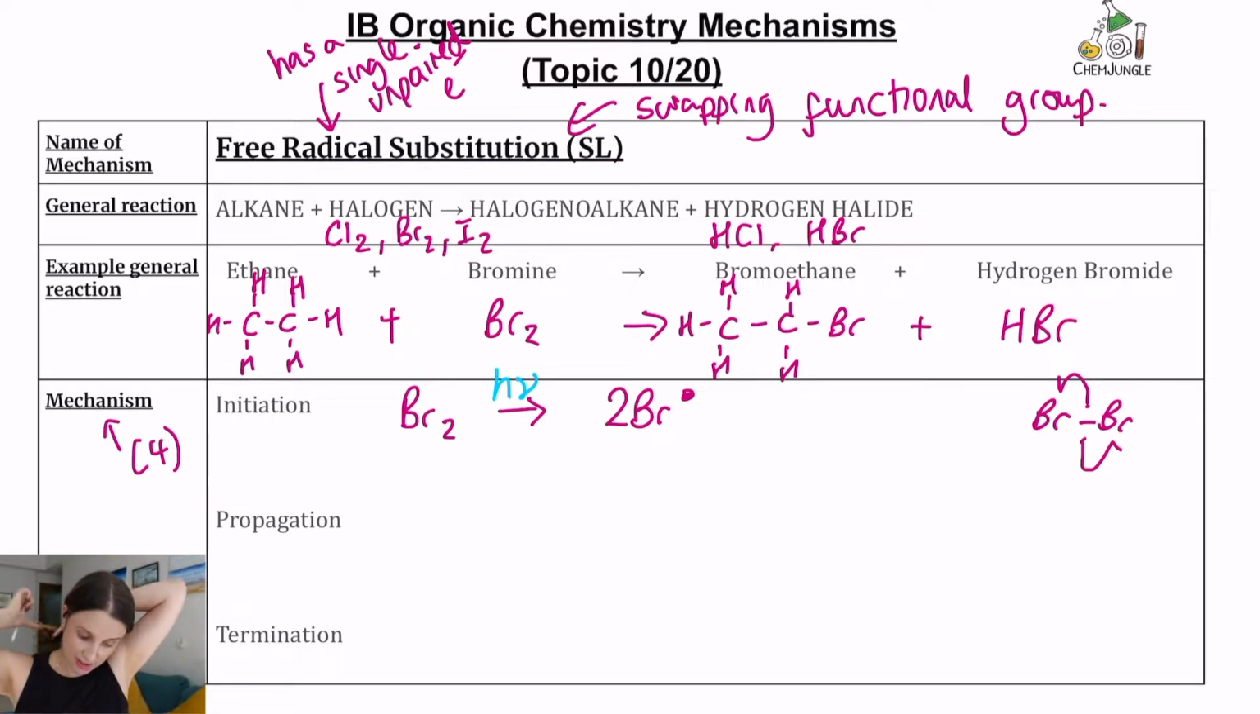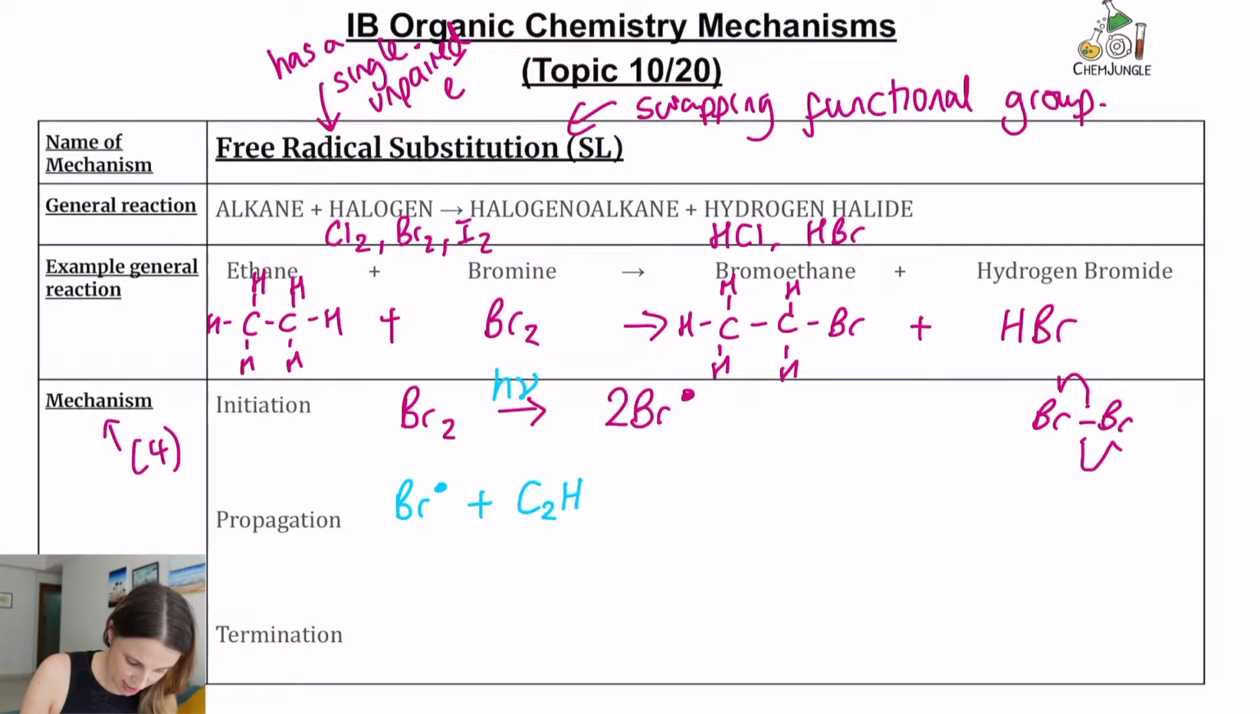So the propagation steps is really what happens to these radicals to react with the ethane. Remember, we're trying to make this bromoethane overall. So let's have a look at how we might get there. So this Br dot, the bromine radical, reacts with the ethane, which I'm going to shorthand to C2H6 in this case.